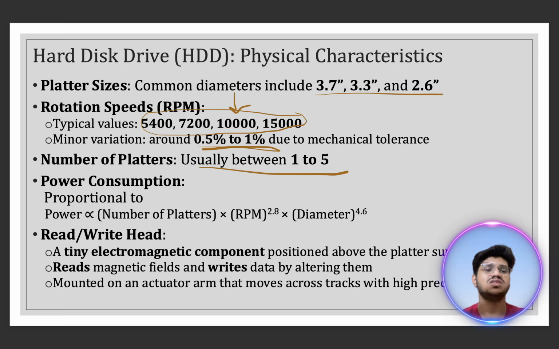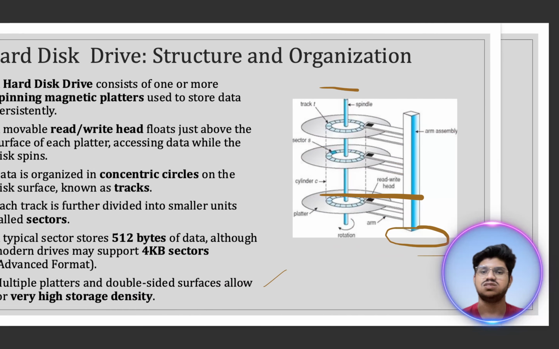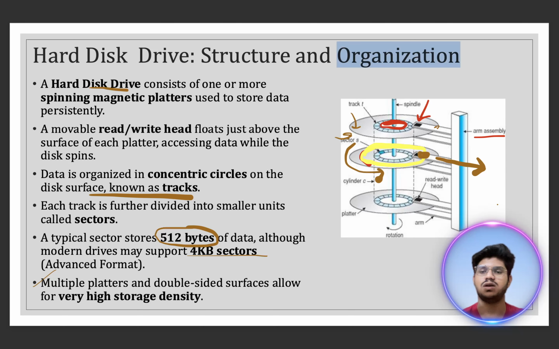And about the power consumption, you can see that the power consumption is directly proportional to the number of platters, the rpm to the power 2.8, and the diameter to the power 4.6, and basically this formula has been derived via experiments, by increasing the rpm and seeing how much the power is changing. So by seeing that kind of ratio, this formula came. Okay, yeah, and read and write head, as I told, is the simple read and write head about this part basically.